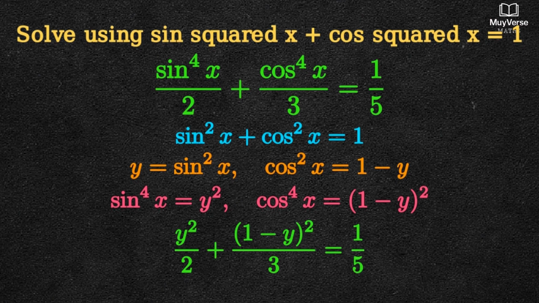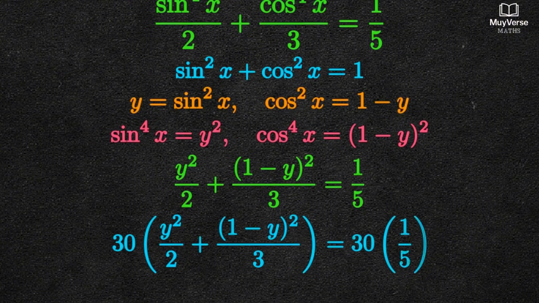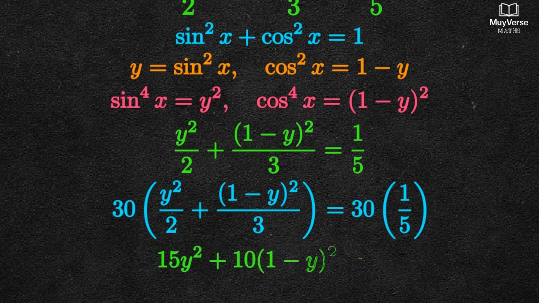Step 2. Clear denominators. The least common multiple of 2, 3, and 5 is 30. Multiply both sides by 30. Simplify the coefficients to get 15y squared plus 10 times (1 minus y) squared equals 6.